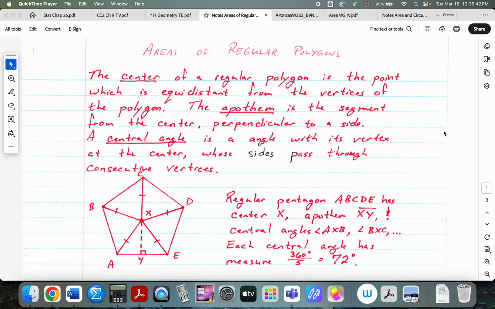Today we're going to do two things. Some of you have noted that my on-level geometry classes did regular polygons yesterday. They're doing circles today. We're going to do both today.